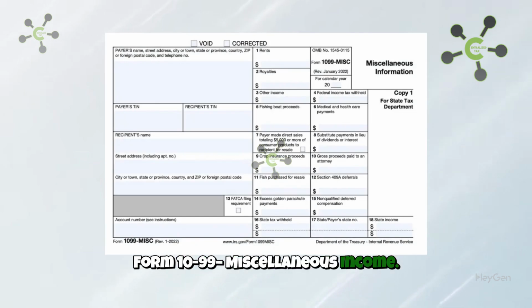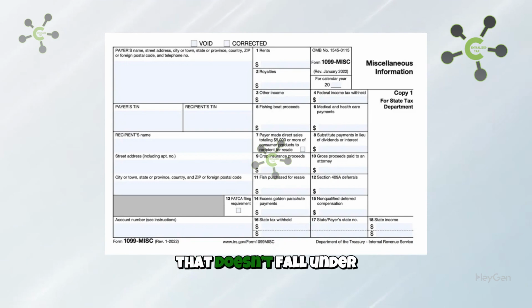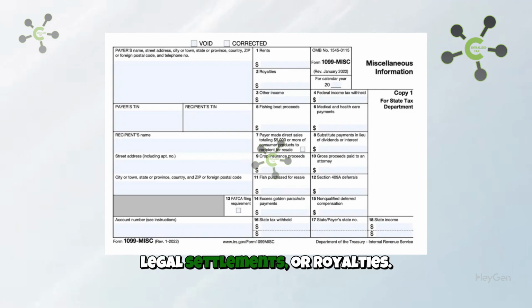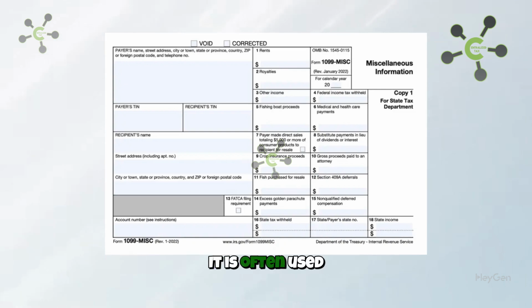Form 1099-Miscellaneous Income. This form covers income that doesn't fall under the usual categories, such as rental income, prizes, legal settlements, or royalties. It is often used by businesses to report other types of non-employee payments.